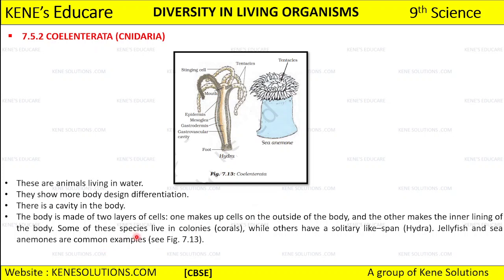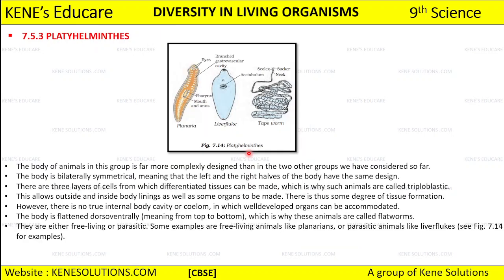Some of the species live in colonies, which are called corals. Colonies, and these colonies are also called corals, while others show a solitary lifespan, that is, in hydra. If you can see, this hydra shows a solitary lifespan. Jellyfish is also a type of animal that comes under the phylum Coelenterata itself. Jellyfish and sea anemones are common examples of the animals that come under phylum Coelenterata.